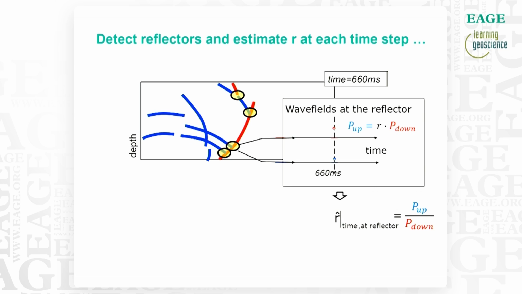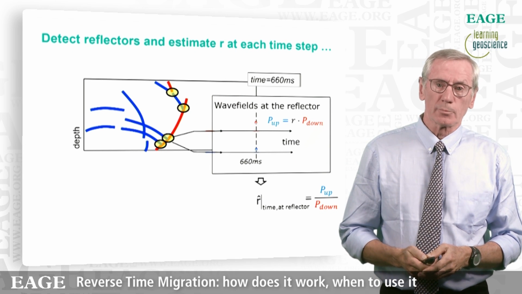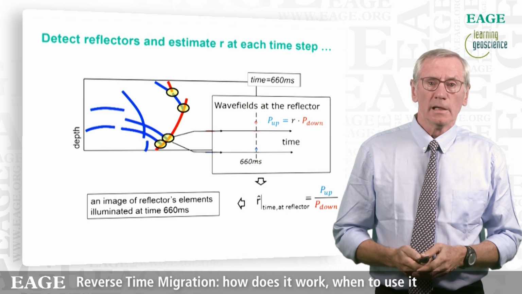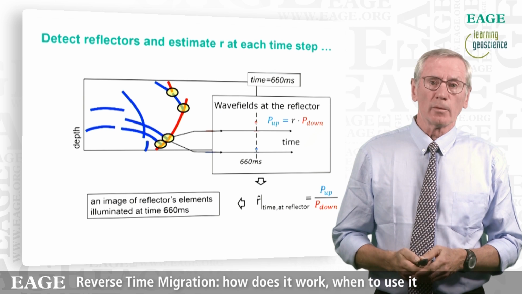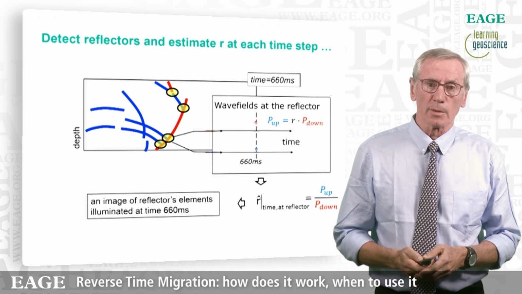From the definition of the reflection coefficient R, we can also estimate its relative value, simply dividing the blue field by the red field. Well, at least theoretically. Lots of issues here, theoretical and practical. But I'm not going into these, and to make a long story short, we have a way to get an image of reflection coefficient in depth, at least for the reflector elements which were illuminated at that moment in the subsurface.